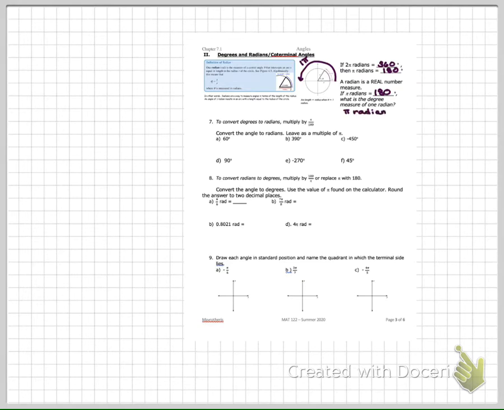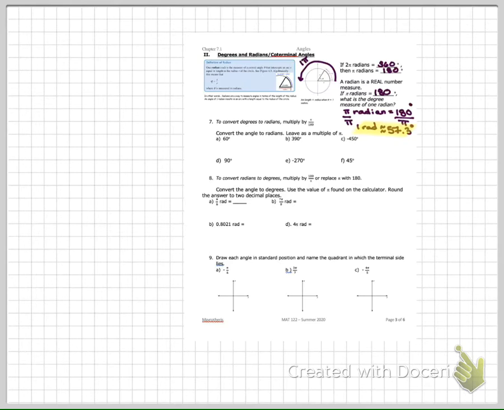Well, if pi radians is 180 degrees, one of the things that we tend to forget is that pi is just a number. We approximate it with 3.14, but we can divide by pi like we divide by any other number. And that way we get the measure of 1 radian is a little more than 57 degrees, about 57.3 degrees. And so that's how big our 1 radian is.